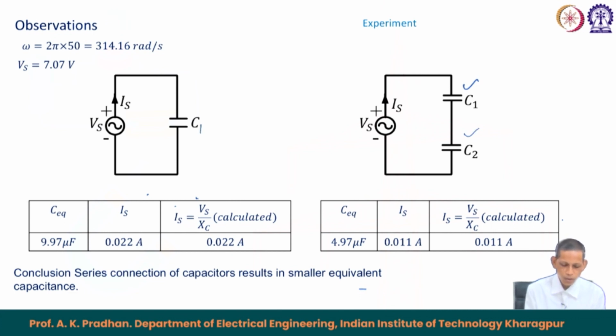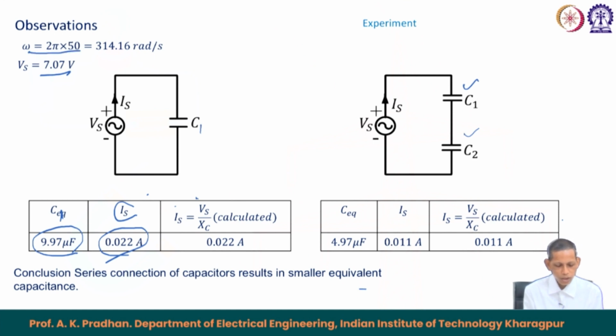Now, let us say only C1 or C2 is available. In that case, the corresponding measurement of C1 is 9.97 microfarad from the multimeter, and at that time the corresponding current supplied from the source with a 7.07 volt supply happens to be 0.022 ampere.